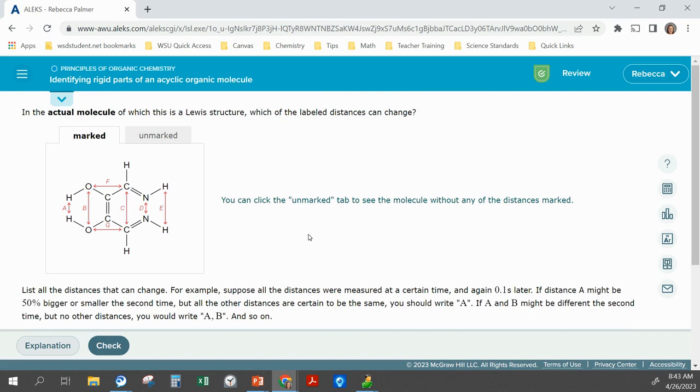Okay, the next one is B. Can B change? B is blocked. You're right, because this is one of those trapezoids. We have a double bond, and then we have two groups off of that double bond. Because we have this trapezoid, this is blocked.